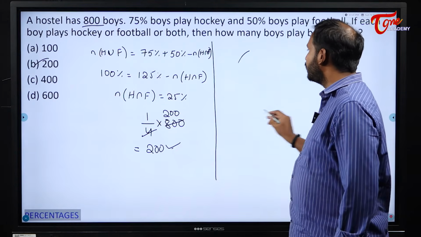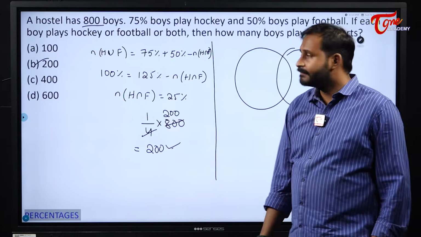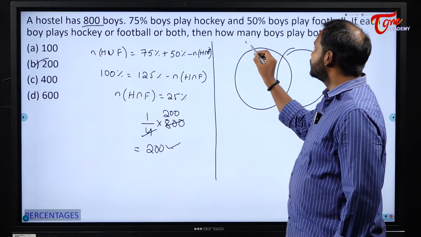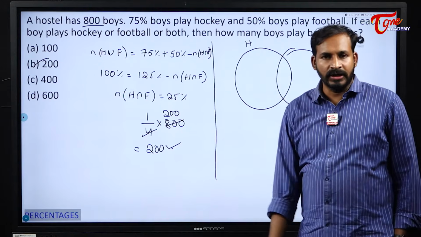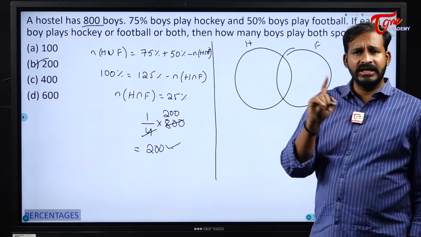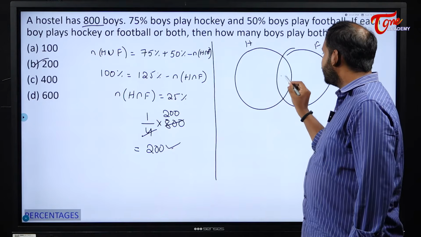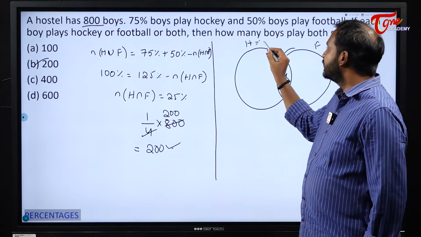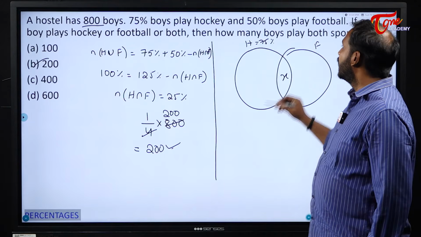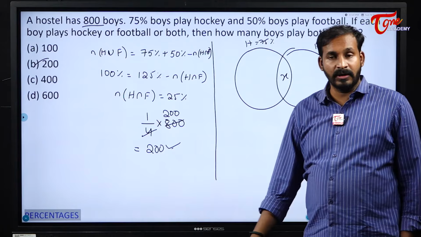Now we will go with our basic knowledge, the Venn diagram. So what is he telling? Assume this as hockey and this as football. We don't know, but anyway, definitely they should play at least one sport. We need to find this value. I will take this as x. Hockey percentage is 75%, and the number of students who play football is 50%, as we have seen in our previous problem.